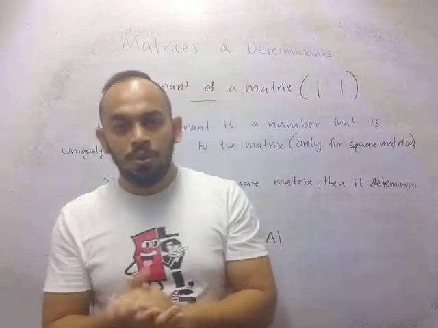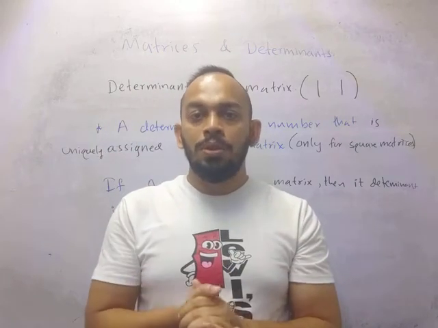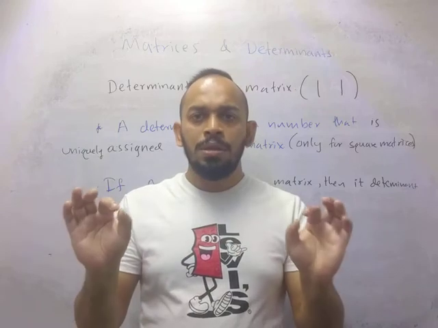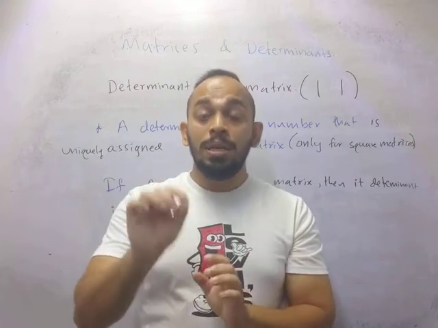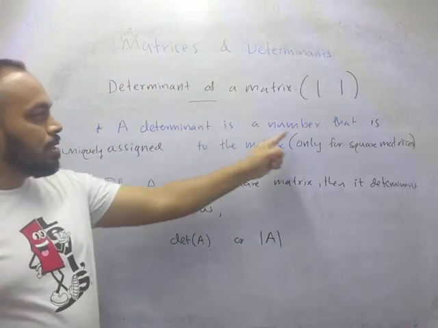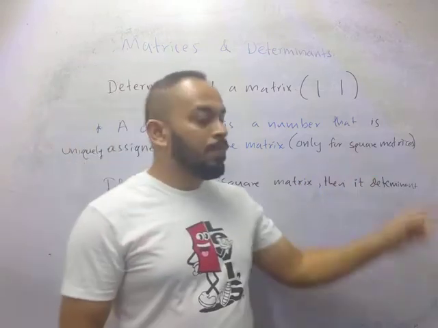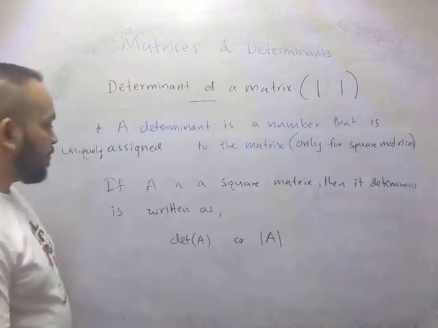That's all you need to know. There's a deeper meaning to it, but in your scope, that's all you need to know. The determinant is just a number. It's just a number that is uniquely assigned to a square matrix. So this only works for square matrices.